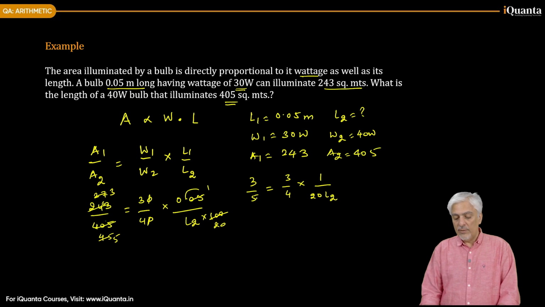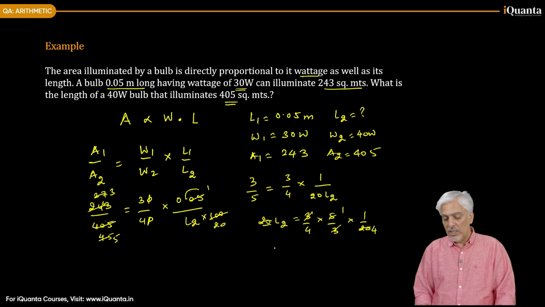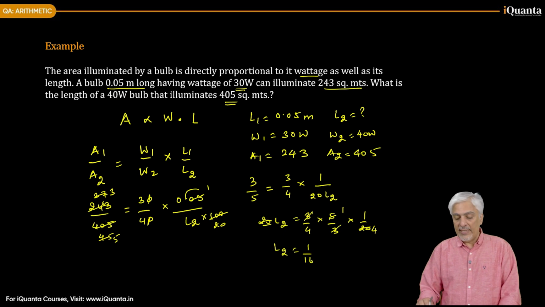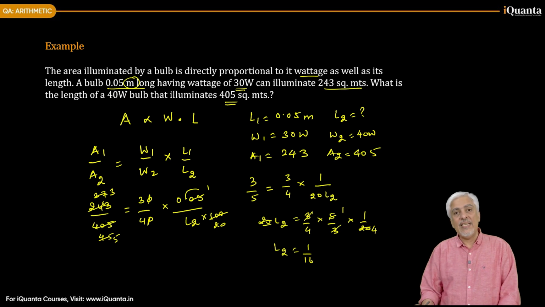Okay. We'll bring the 3 upon 5 on the other side, become 5 upon 3 and take 20 L2 on top. So 20 L2 will become 3 upon 4 multiplied by 5 upon 3. 3 3 cut. Bring the 20 down. So this will become 1 upon 20. 5 1s are 5, 4s are 20. So L2 is 1 upon 16. And this will be in the same unit, meters only. L2 will become 1 upon 16 meters.